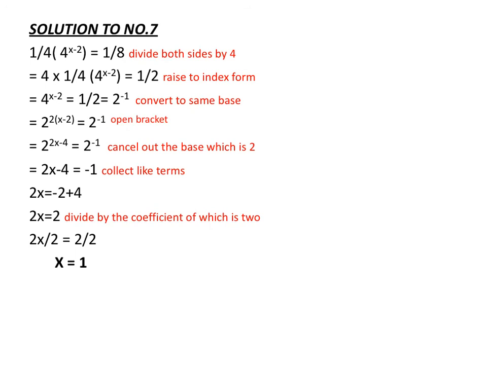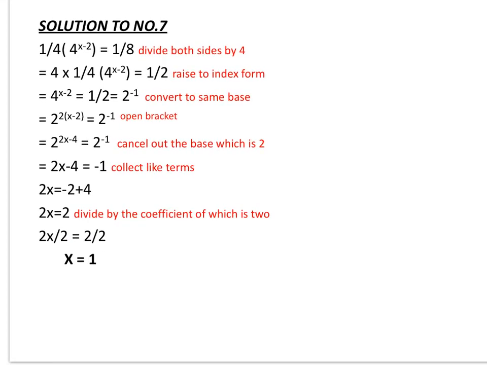Solution to number 7. Question number 7 says 1 over 4 bracket 4 raised to power x minus 2 is equal to 1 over 8. Multiply both sides by 4 to cancel out the coefficient of 4 raised to power x minus 2. So you have 4 times 1 over 4 bracket 4 raised to power x minus 2 equal to 4 times 1 over 8. So 4 times 1 over 8 is equal to 1 over 2. And that is what we have here.